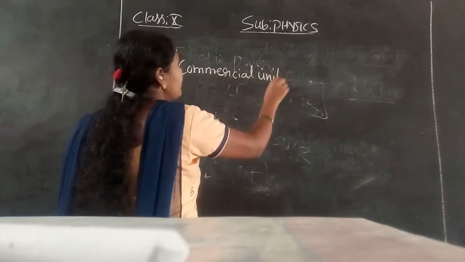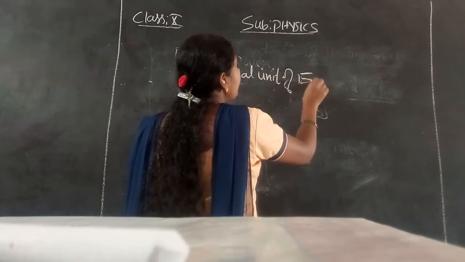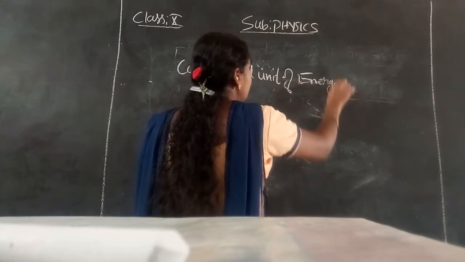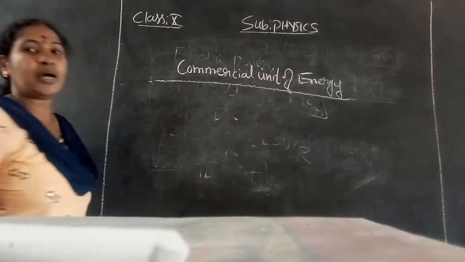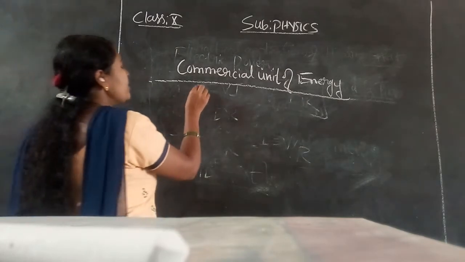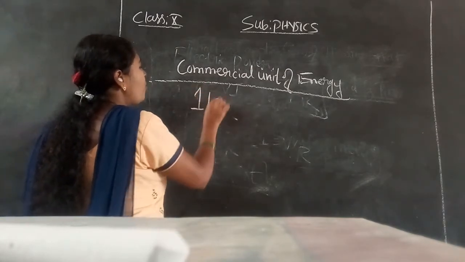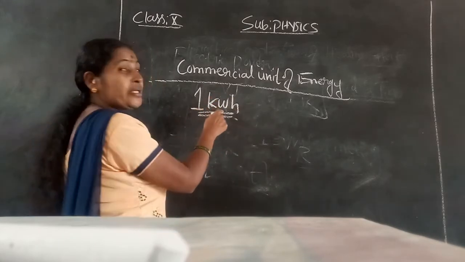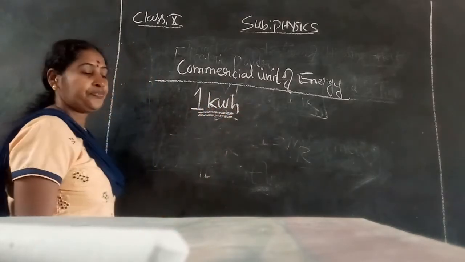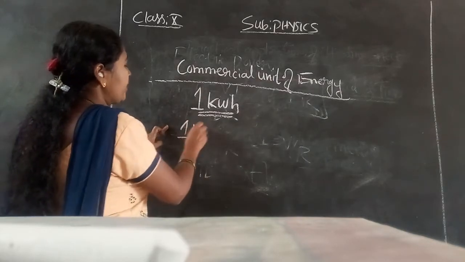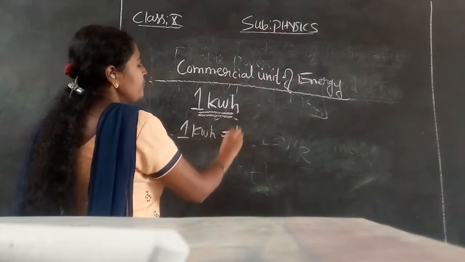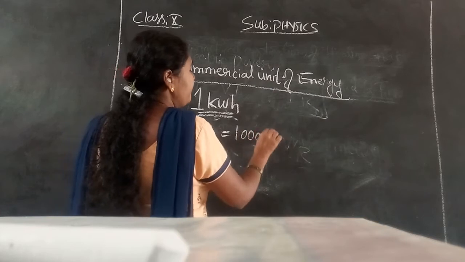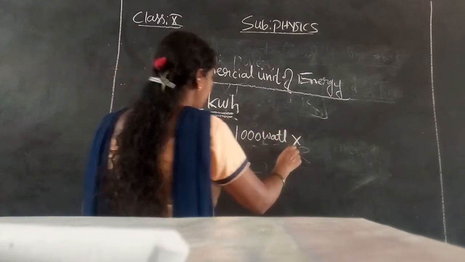Commercial unit of energy. Frequently they are asking this question, so don't neglect it. Commercial unit of energy is 1 kilowatt hour. kW is nothing but kilowatt. 1 kilowatt hour is nothing but 1000 watt into 1 hour.